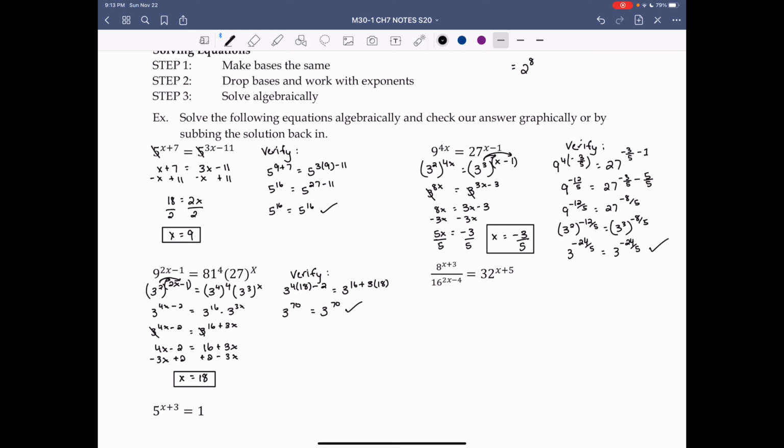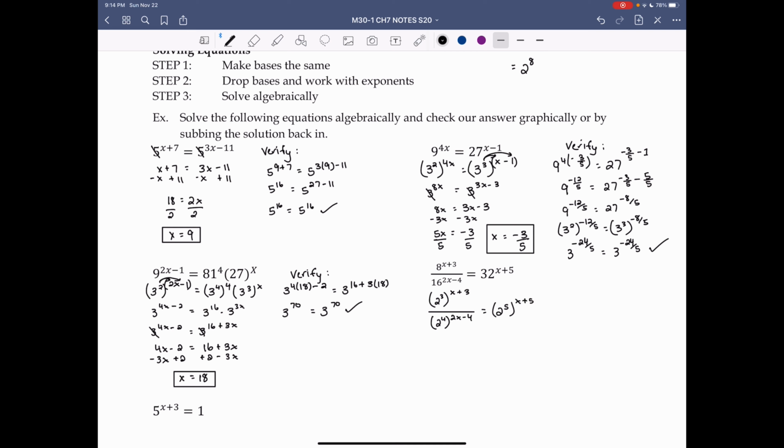8 to the power of x plus 3 over 16 to the power of 2x minus 4 equals 32 to the power of x plus 5. Again, we don't have the same base, but we can write these all as the same base. These are all powers of 2. 8 is 2 to the power of 3, and then to the power of x plus 3 over 16 is 2 to the power of 4, then to the power of 2x minus 4 equals 32 is 2 to the power of 5, and then to the power of x plus 5.